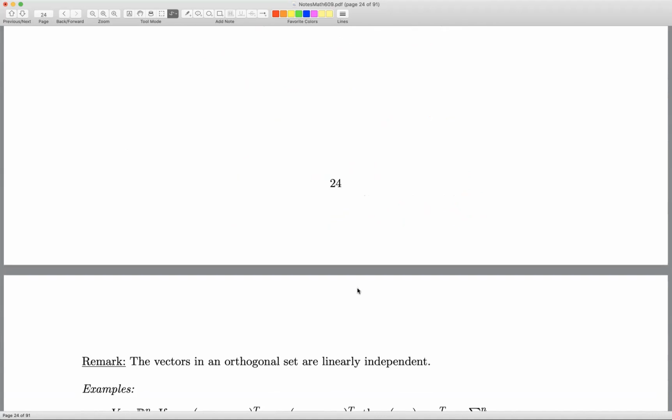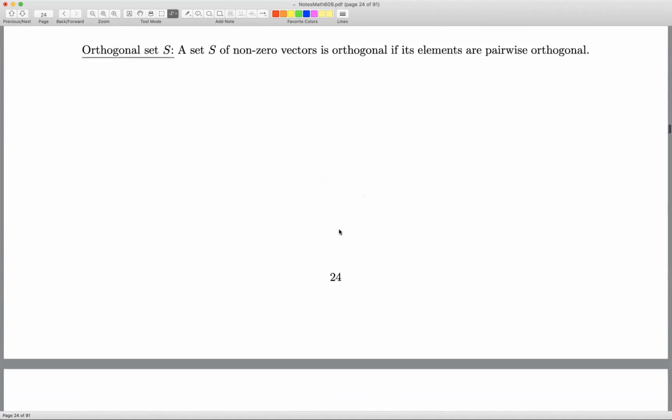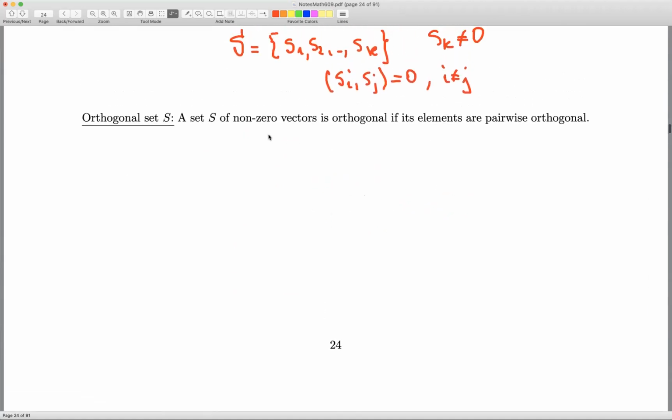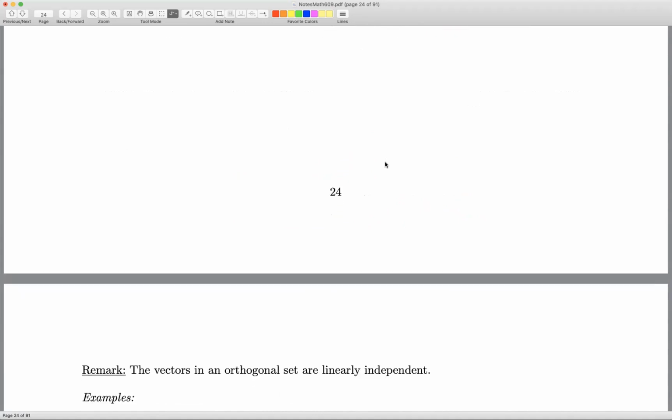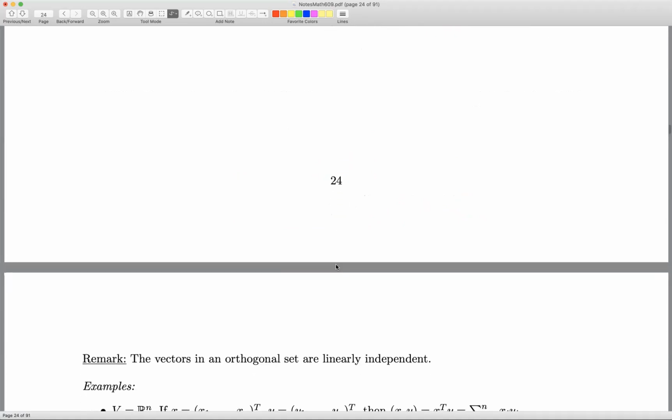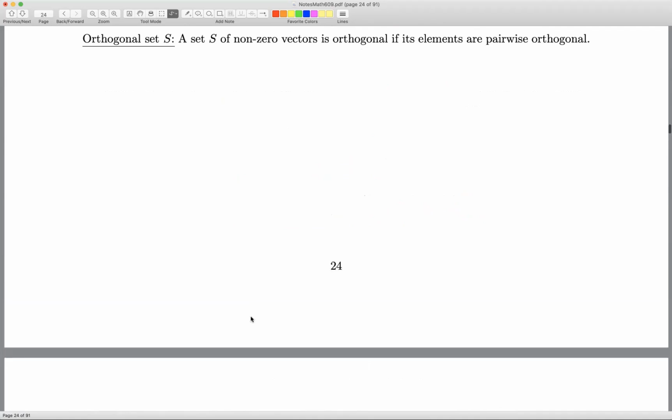Now, another remark is that if we have vectors in an orthogonal set, which is vectors that are non-zero and that are pairwise orthogonal, then these vectors are linearly independent. And we can prove this little claim.